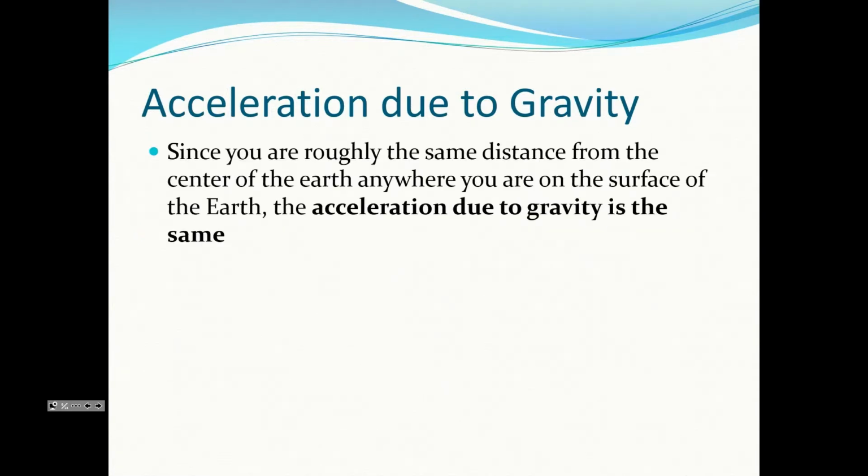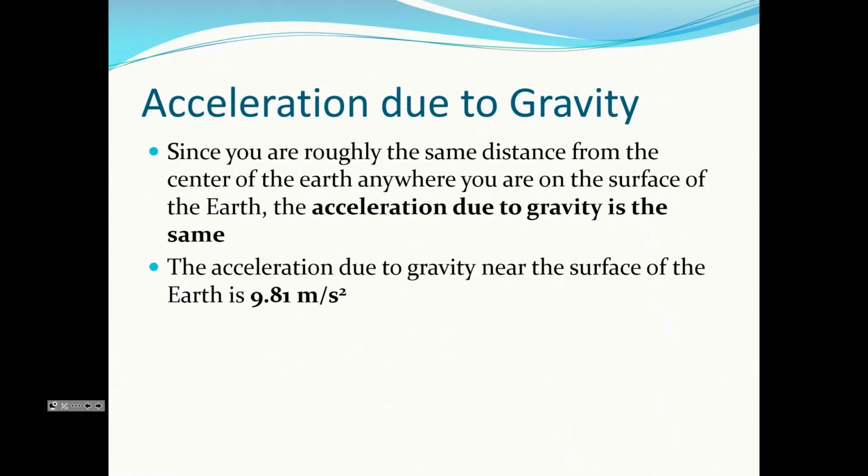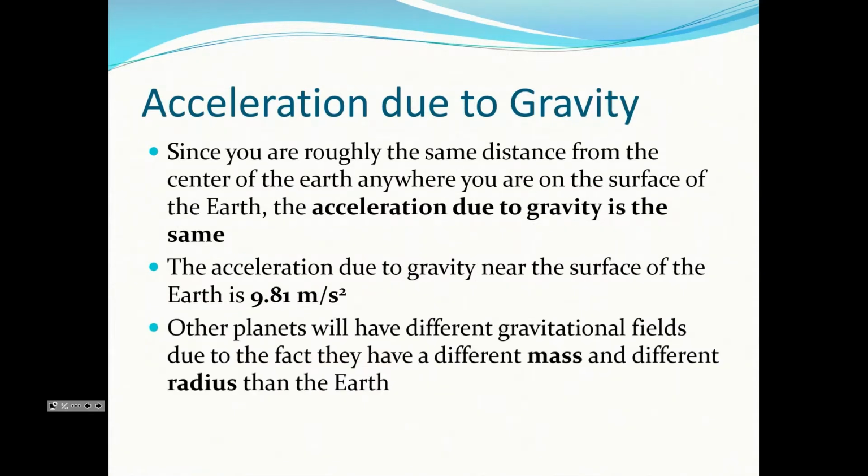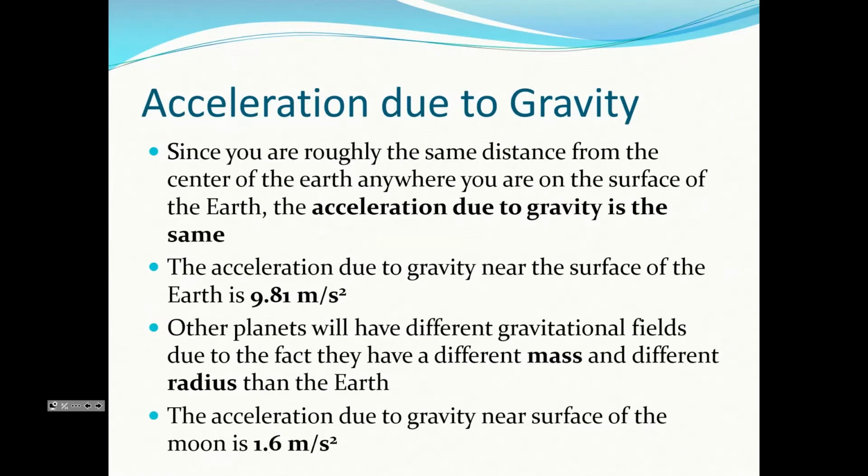So since you're roughly the same distance from the center of the Earth anywhere you are on the surface of the Earth, the acceleration due to gravity is the same, and the acceleration due to gravity near the surface of the Earth is 9.81 meters per second squared. So if you go to another planet, there will be a different gravitational field due to the fact that those planets have different masses, and then they have a different radius, so you'd be a different distance from the center of that planet than you would be for Earth. So for example, the acceleration due to gravity near the surface of the moon is 1.6 meters per second squared. So the moon has a much smaller mass, and you're actually a little bit closer, but the smaller mass makes it a much smaller acceleration due to gravity.